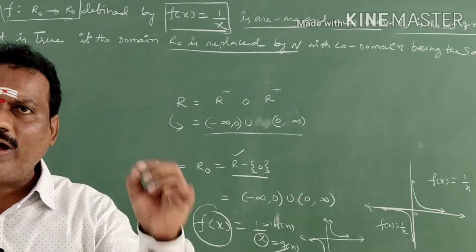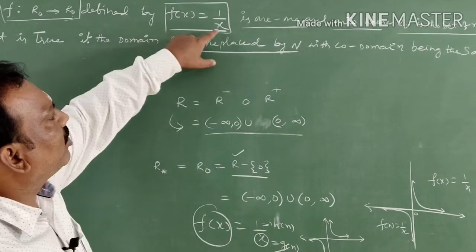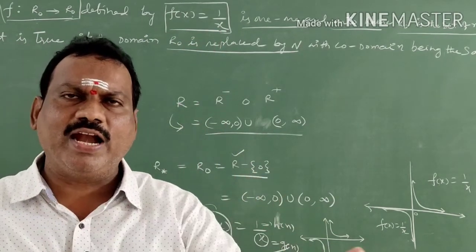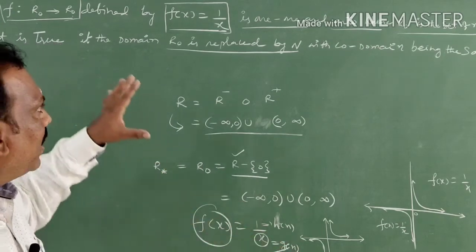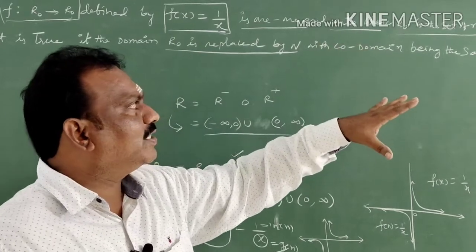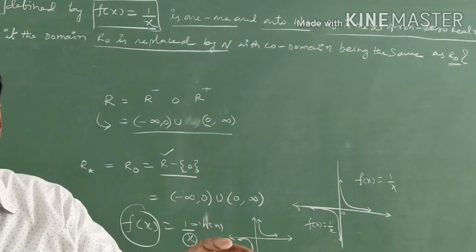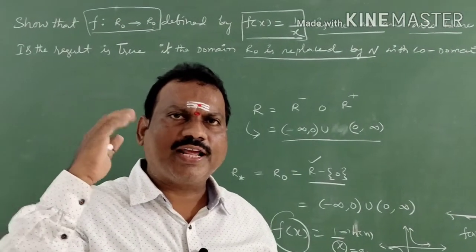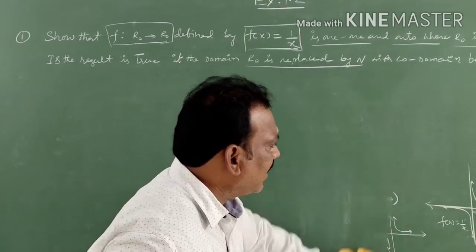Why are they giving the exception for 0? Because if you put 0 in this function, it is not defined. That's why they eliminated 0. Clear, students? Now we have to prove it is a one-one and onto function. Very easy, the easiest question. First you have to recall the definitions, then only you can solve easily.